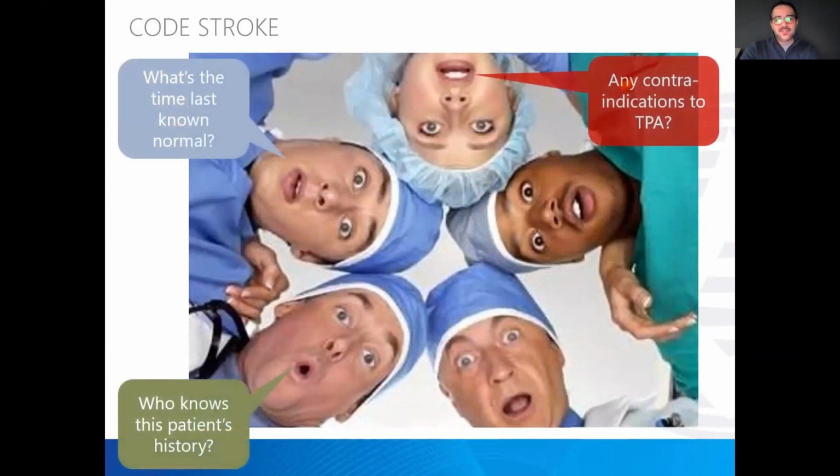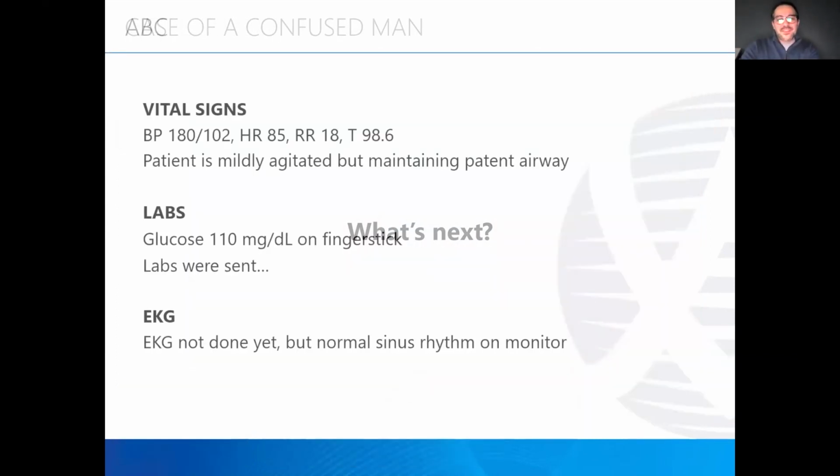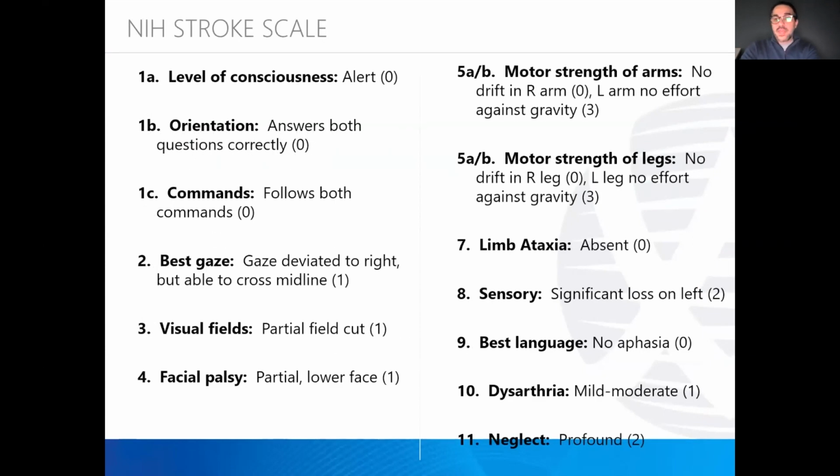I'm sure many of you have attended a code stroke. And there's always someone asking the most inappropriate question during a code stroke. So what next? We got the blood pressure, the vitals, labs, EKG. We got the NIH stroke scale.